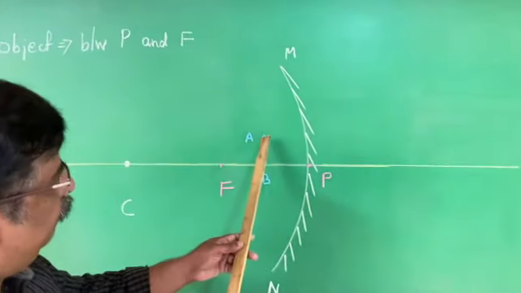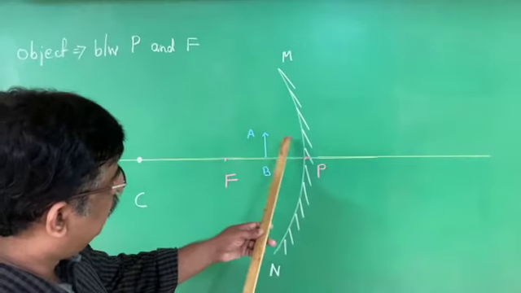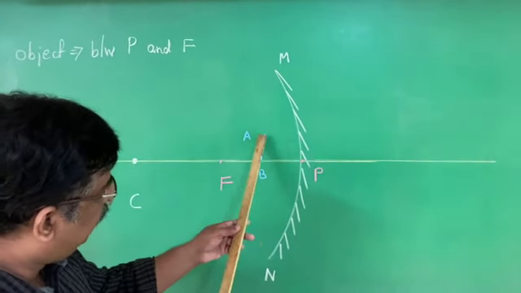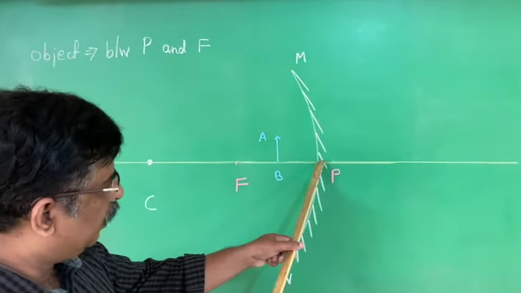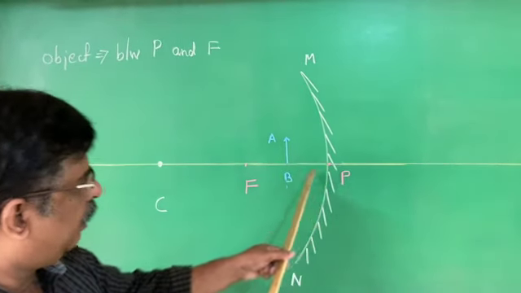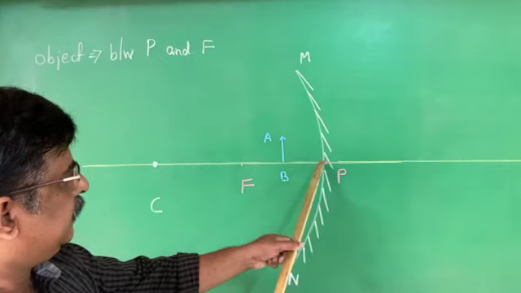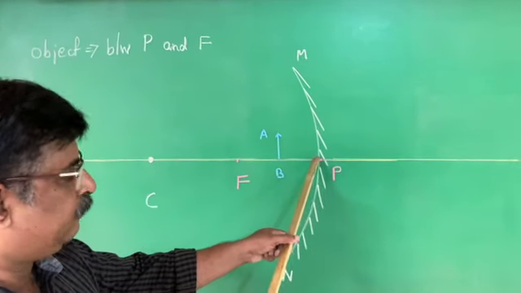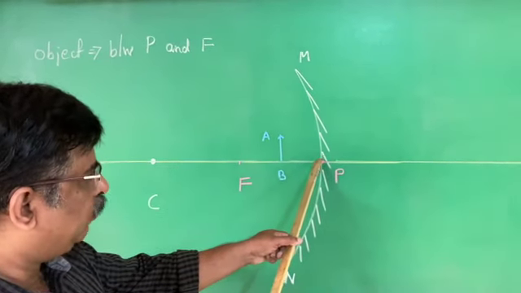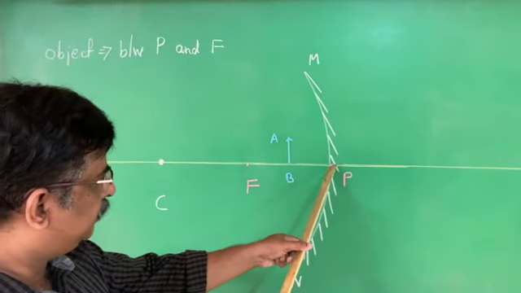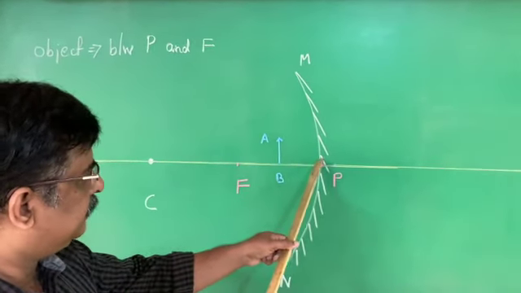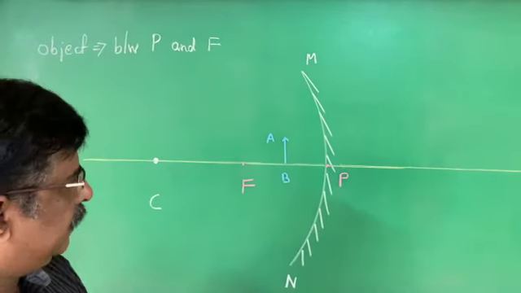Where the ray of light is incident to the principal axis obliquely at the pole of the mirror. After the reflection, it follows the law of reflection: angle of incidence is equal to angle of reflection. Therefore, you should be very careful. We are not going to measure the angle, it is not required, but the angle should be the same. Angle of incidence is equal to angle of reflection.